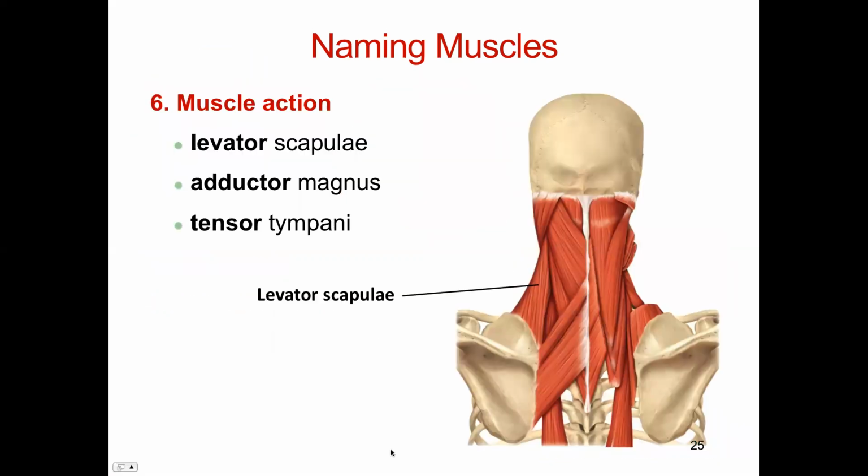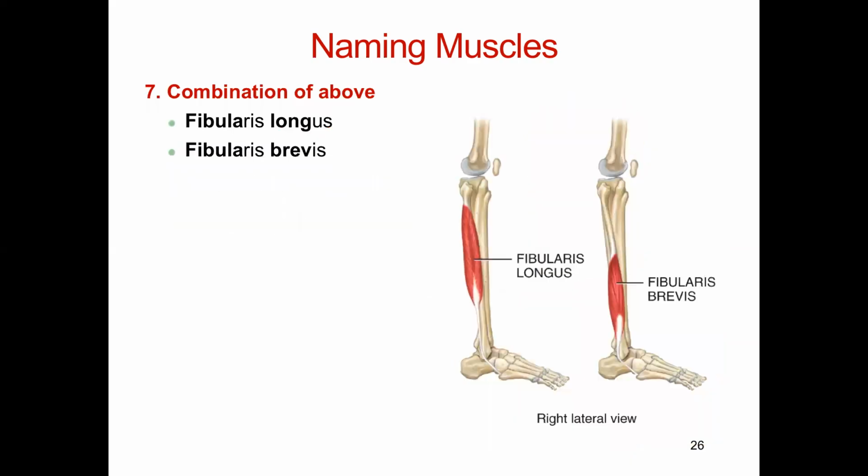Sometimes they're telling you the action. So the levator scapulae, which will raise the scapula. Adductor magnus is going to adduct, a very large muscle that's adducting, all right, instead of abducting. And then the tensor tympani is going to add tension to something. So you can see the name is telling you something. And then you can have a combination of that, right? So fibularis longus, so that would be a long muscle around the fibula, and the fibularis brevis, so it's brief, a short muscle. And lo and behold, there's the longus, and then there's the brevis, all right? So that's sort of part of doing that.